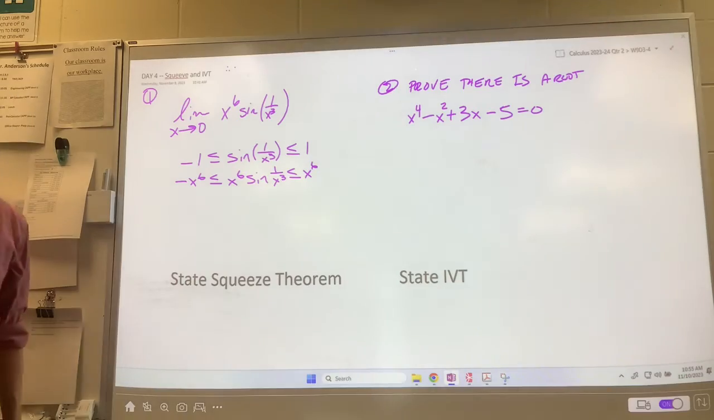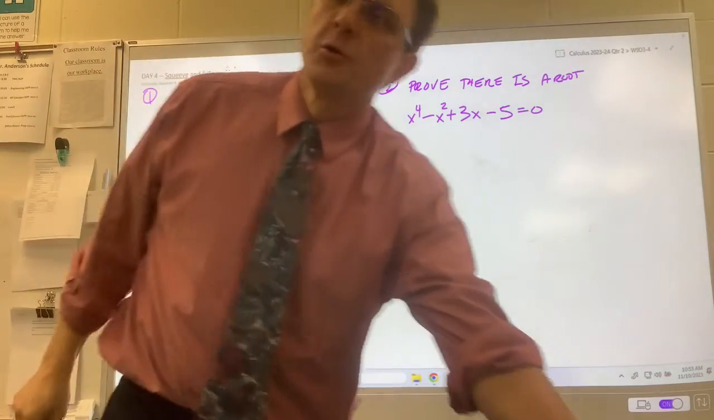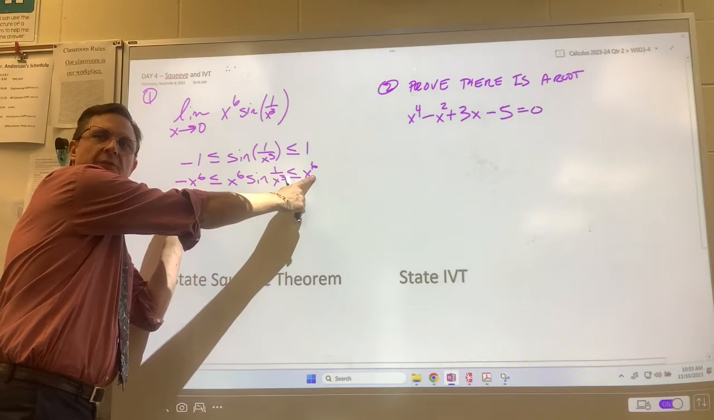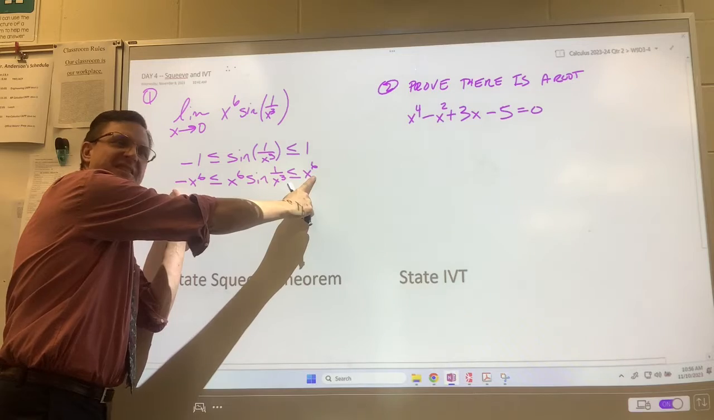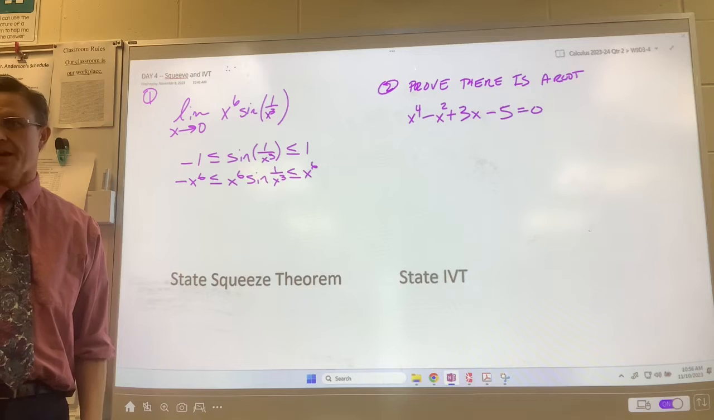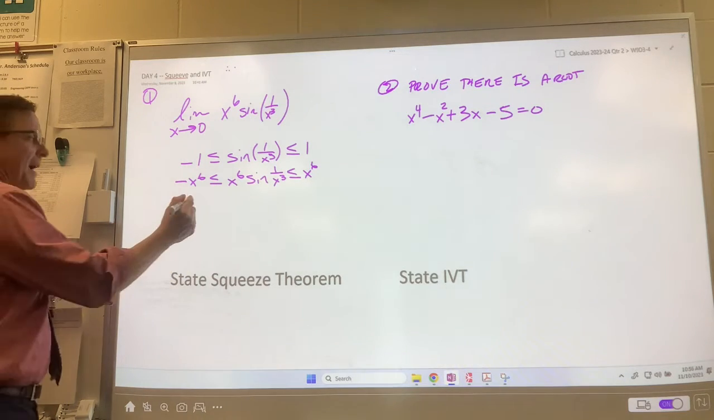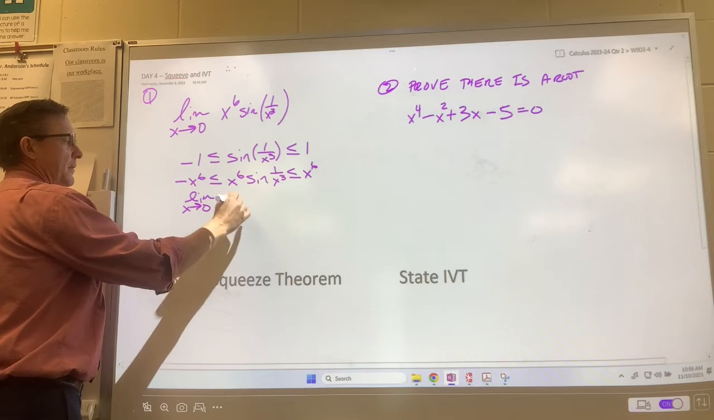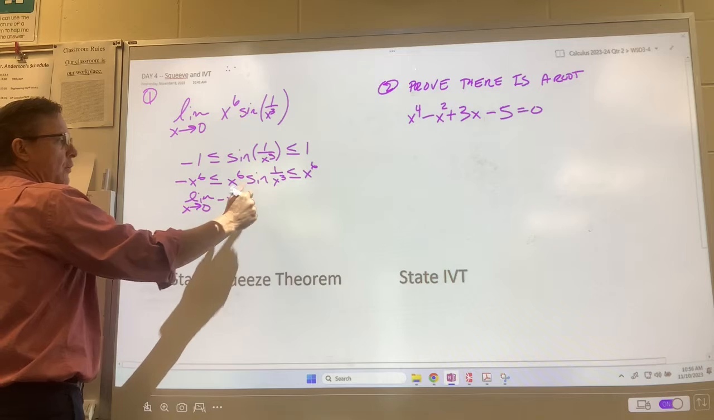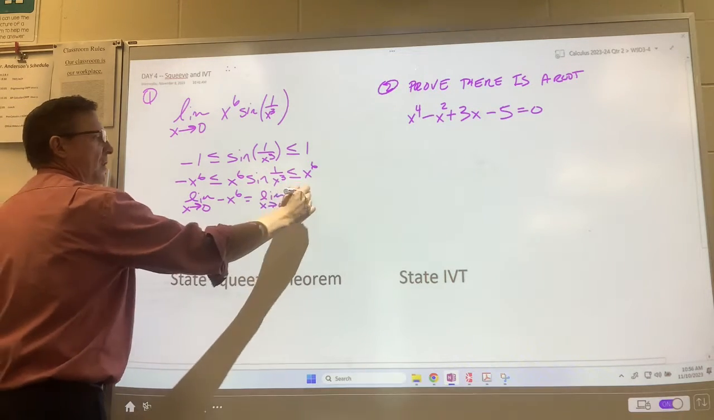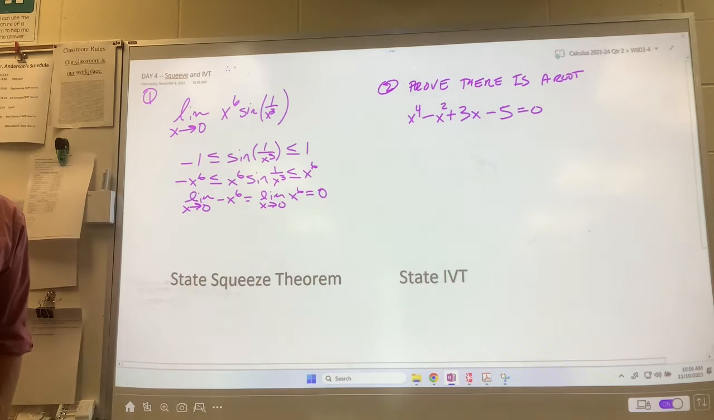All right, everybody, squeeze theorem states if you can squeeze a function between two functions and you show the limit of the outside two is the same around your value of a, so around 0, then the limit in between is the same. So the next step I do is I want to make sure that the limit of -x to the 6 at 0 equals the limit of x to the 6 at 0, which are both 0. Boom.